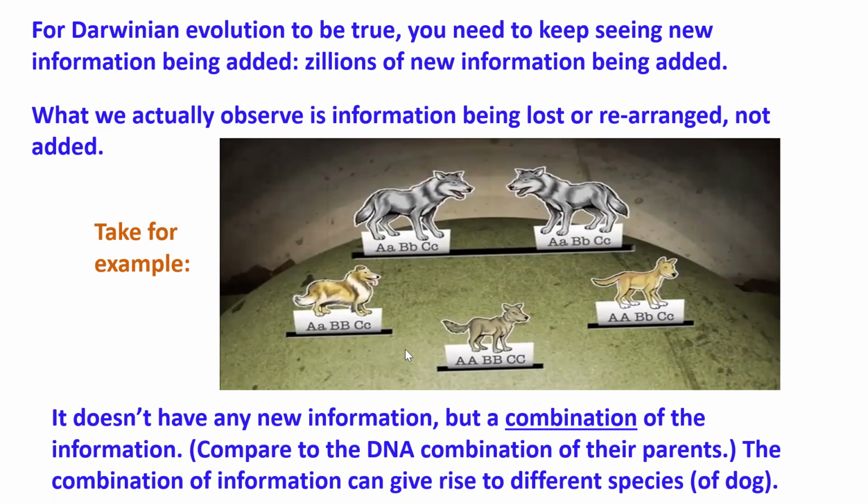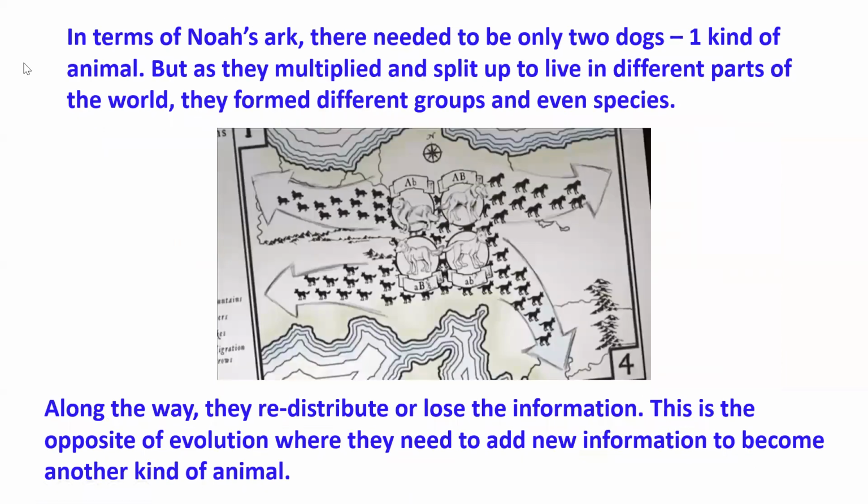And when you compare the DNA combination of the offspring to their parents, the combination of information can give rise to different species of dog. So there you go. Something like a wolf could in time evolve into combinations in different species over all the generations. So in terms of Noah's Ark, there needed to be only 2 dogs, which is one kind of animal. We don't need to have all the different species of dogs.